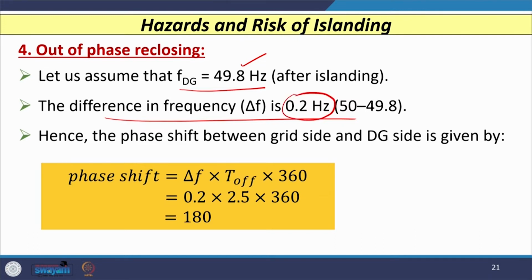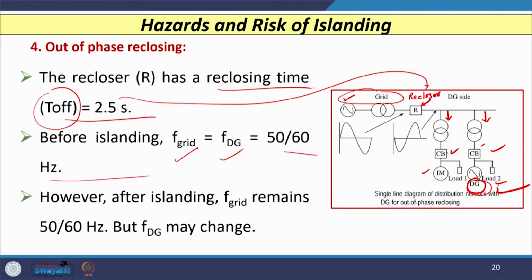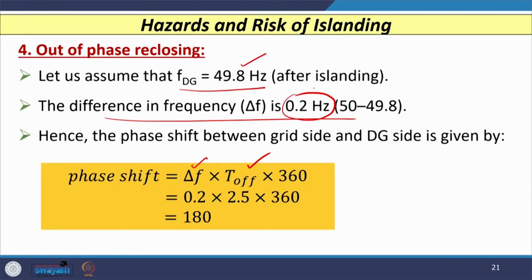Hence, if I calculate the phase shift between the grid side and the DG side, it is given by the equation: phase shift is equal to delta f multiplied by the reclosing time of the recloser for the distribution network, which we have considered as 2.5 seconds, multiplied by 360. So, we have delta f 0.2, T off 2.5, and we will have a phase shift of 180 degrees.